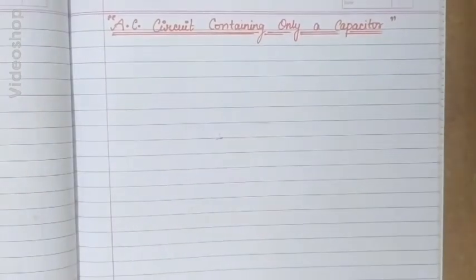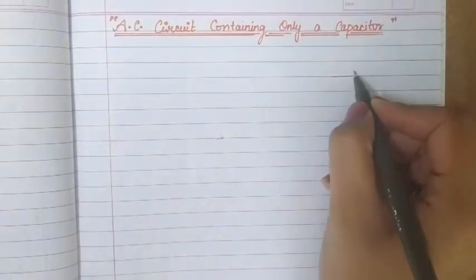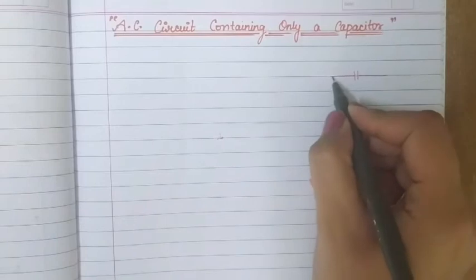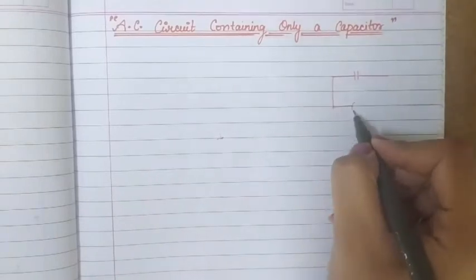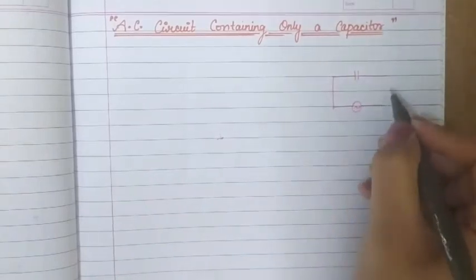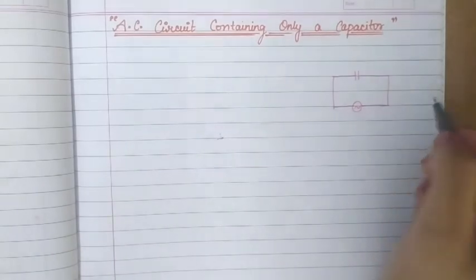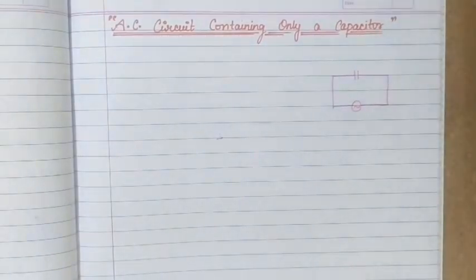Hello students, in this video we are going to discuss an AC circuit that contains a capacitor only. Means we are talking about a purely capacitive circuit in which there is no resistance but only a capacitor is present. So we have a capacitor connected to an AC source, no other circuit element is present in the circuit. There is just a capacitor connected to an AC source.